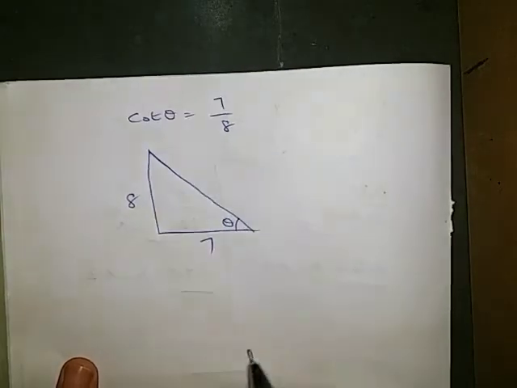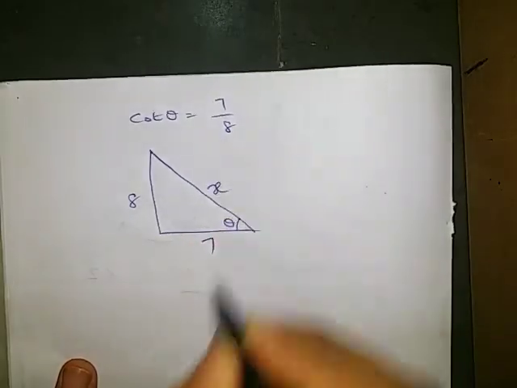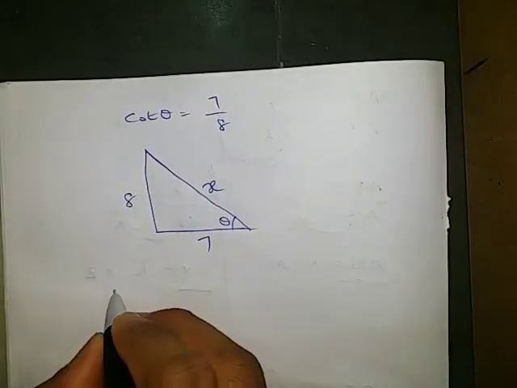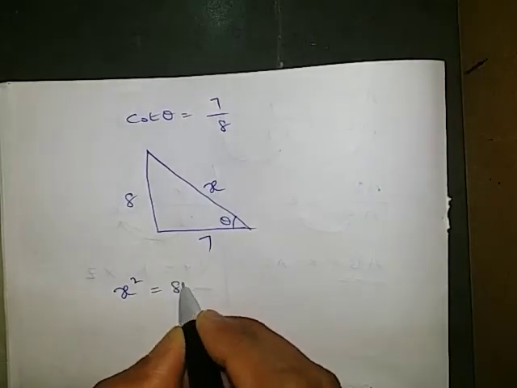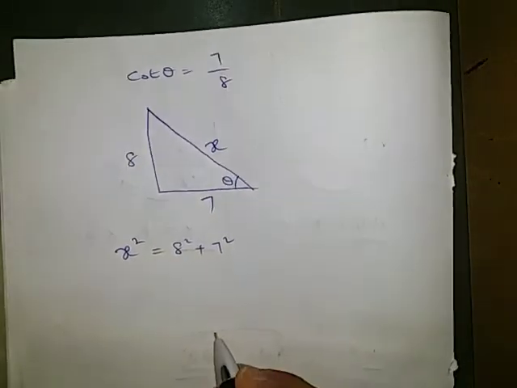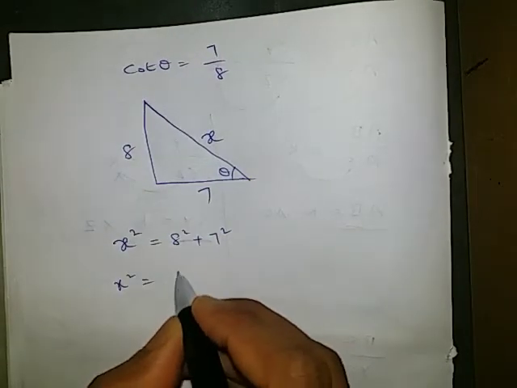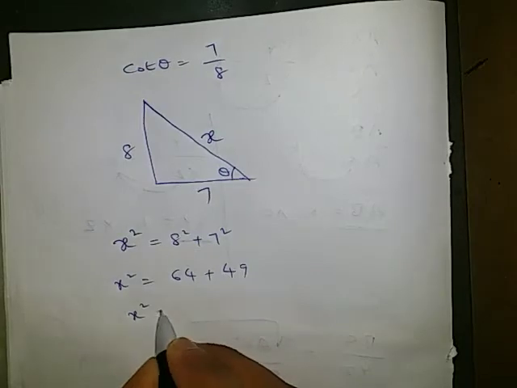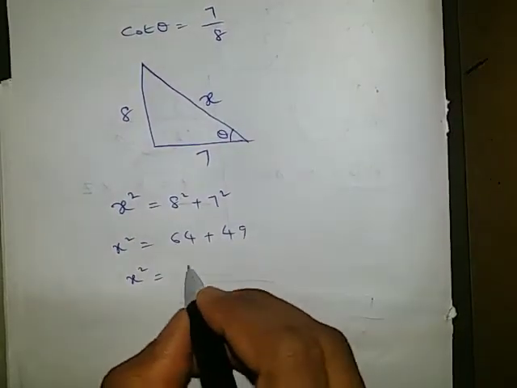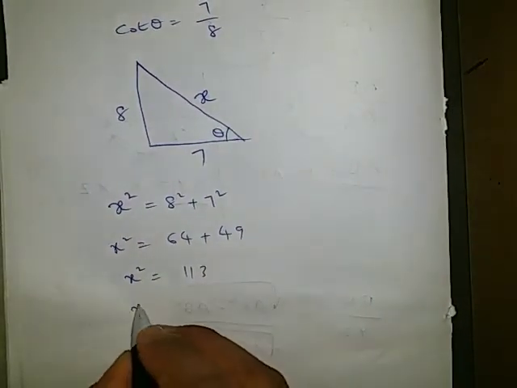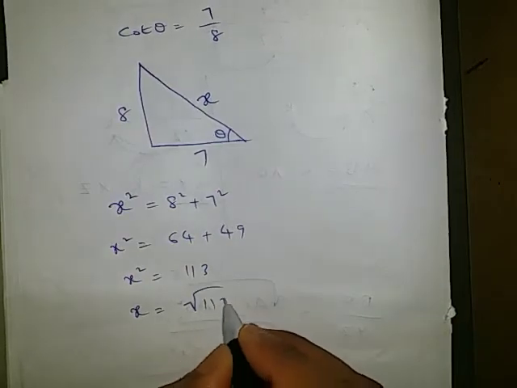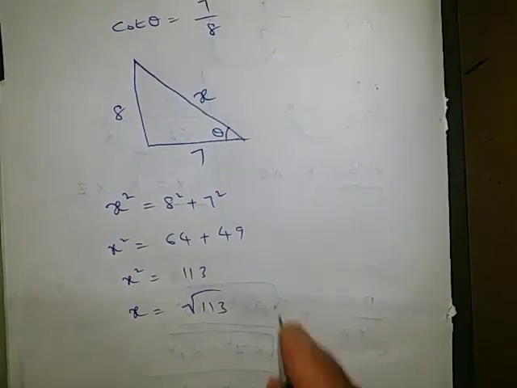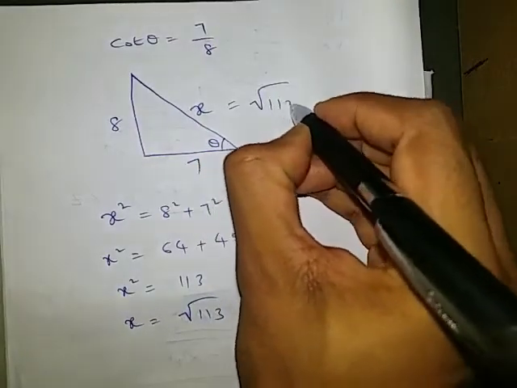Now we need to find out the hypotenuse. That hypotenuse I am taking as some constant x. So we will get x square is equal to 8 square plus 7 square. So x square is equal to 8 square, 64, plus 7 square, 49. So x square is equal to 113. So x is nothing but root 113. So the x value is nothing but under root 113.